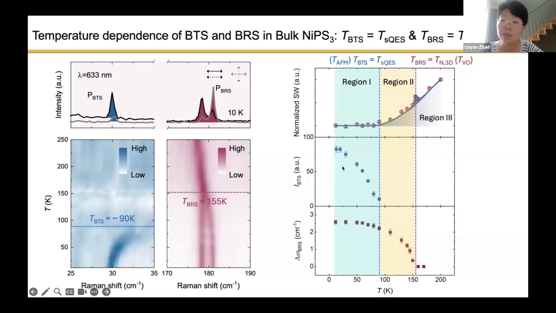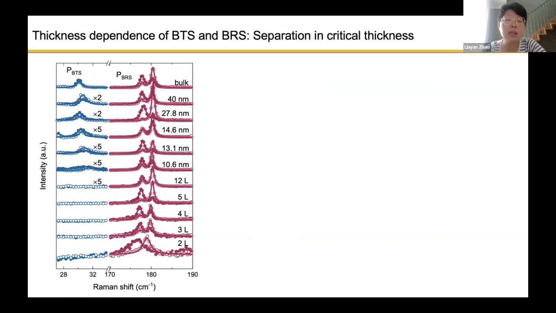So then below this 90 Kelvin, both translational symmetry and rotational symmetry are broken. So this is the zigzag antiferromagnetic ground state for the 3D nickel phosphorus trisulfide. So this is to say that in the bulk, along the temperature axis, we actually have these three different regimes already. Okay, so then we also take a look at the thickness dependence of these two symmetry breaking signatures. For the translational symmetry breaking mode, you can see that it became broader and broader and then vanishes below 12 layers.